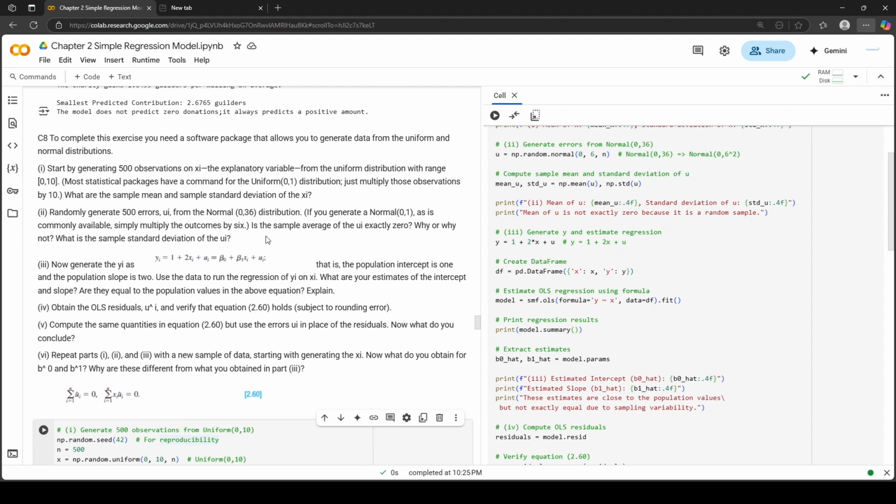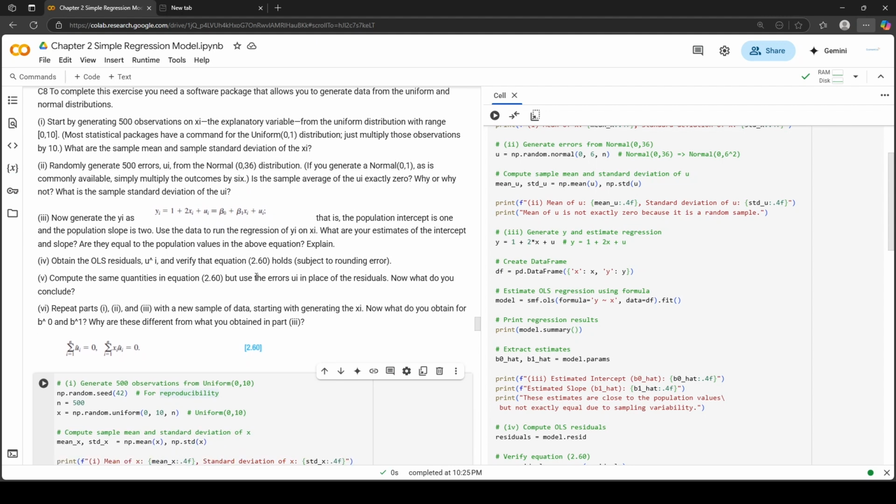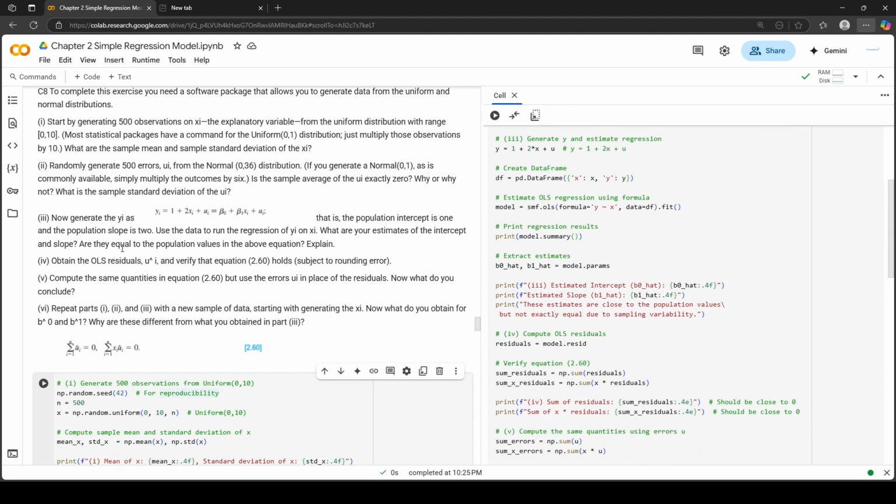Now it says in this part, is the sample average of the mu i exactly 0, why or why not? What is the sample standard deviation of the mu i? Now in the third part, we have to generate the population regression model. Yi equals 1, that is the intercept, plus 2xi, 2 is the slope or beta 1 coefficient, plus mu i, that is the error term, which is normally distributed over this range. Now it says in this part, what are your estimates of the intercept and slope? Are they equal to the population values in the above equation?